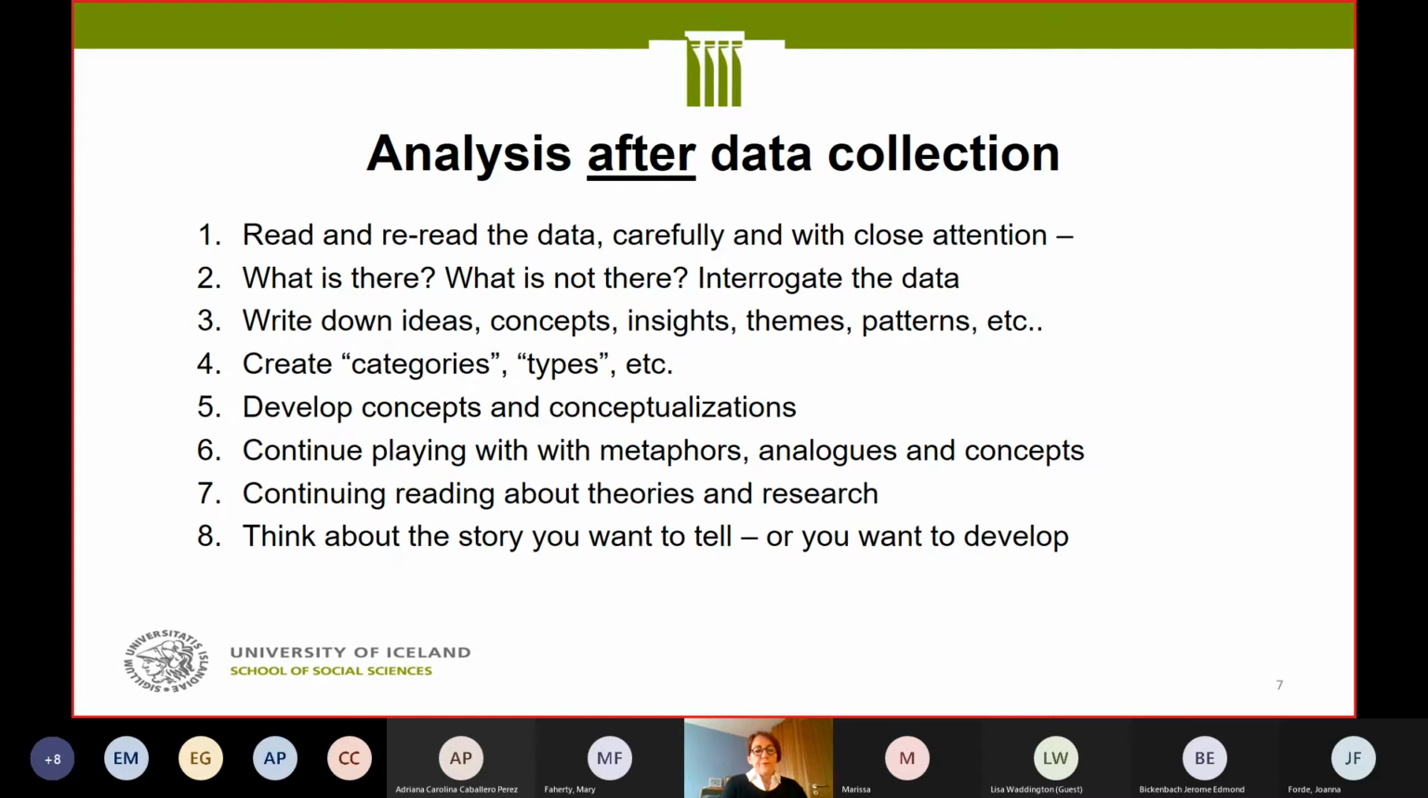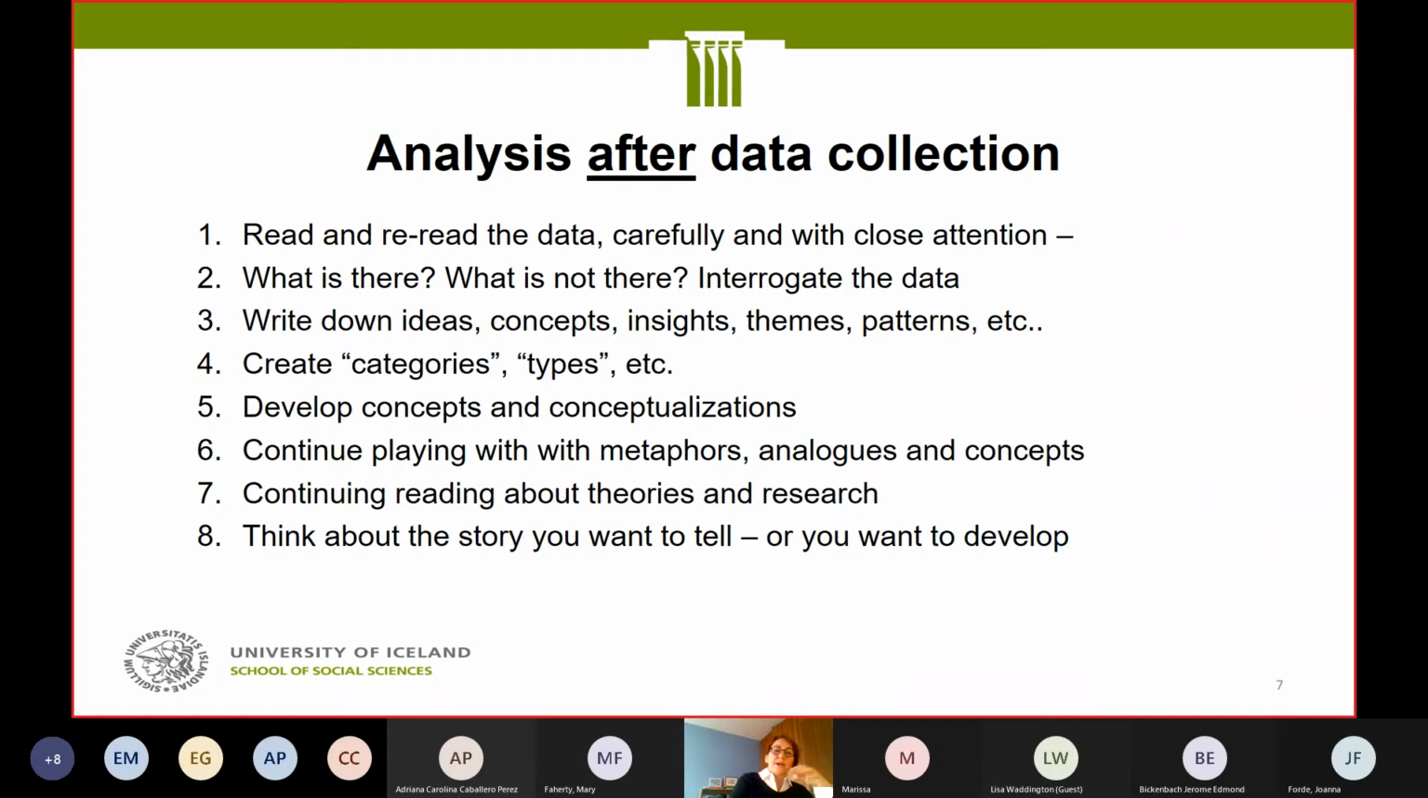Then, you have all your data, and at that point, you read and reread carefully and with close attention all of your data. You ask yourself, so what is there and what is not there? That's often really interesting. What is not in the data? You need to go through the data, interrogate it very systematically and intensely. And while you do this, you write down ideas, concepts, insights, themes, patterns, etc.